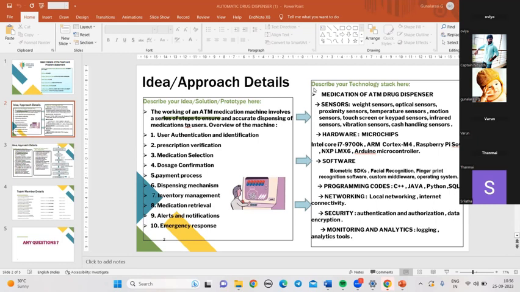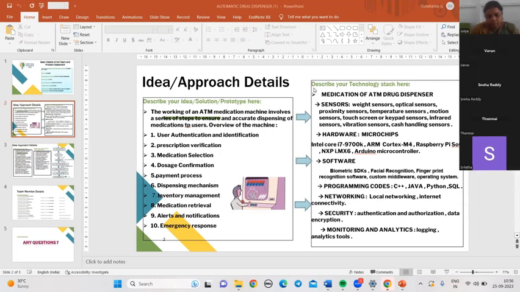SQL is essential for managing databases and medication information, transaction history, and user data. Now, my friend Sneha will explain about the uses and the process of the ATM medication machine.